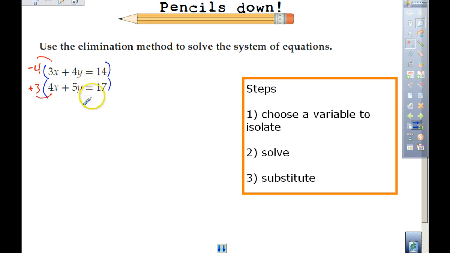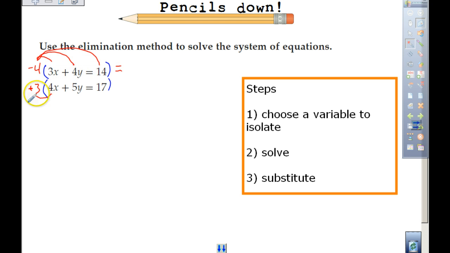What if I wanted to cancel out the y's instead? Could I have done that? Yeah, I could have multiplied the top by 5 and the bottom by negative 4, and then we'd have 20y and negative 20y. So you could completely cancel out a different variable altogether.